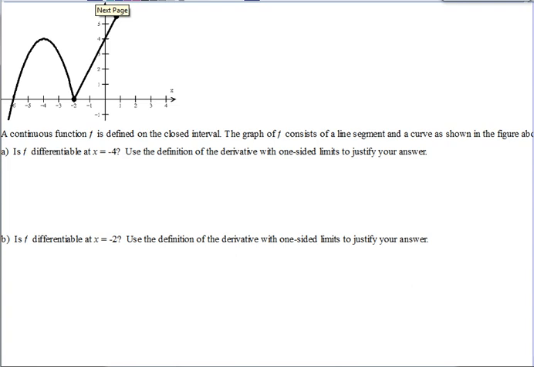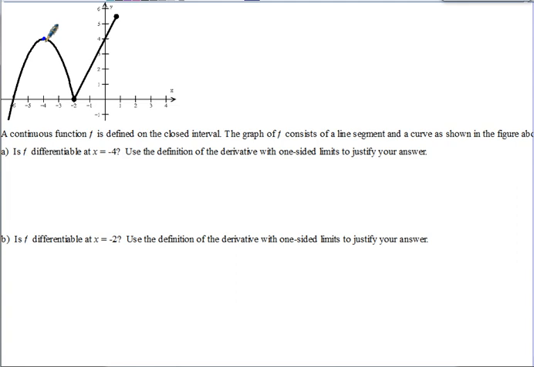Finally, let's take a look at one similar to one we did before, but the way they ask you to justify it is a little bit different. So it says a continuous function f is defined on the closed interval. The graph of f consists of a line segment and a curve as shown in the figure above. So it says, is f differentiable at x equals -4? Use the definition of the derivative with one-sided limits to justify your answer.